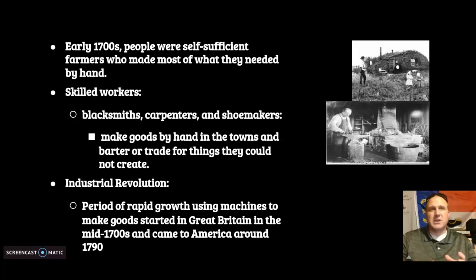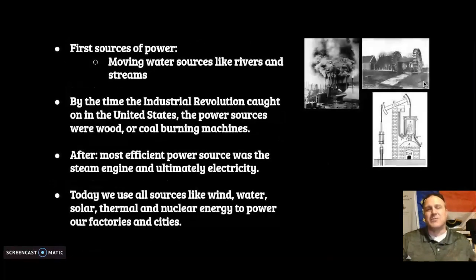So in the early to mid 1700s it happens in Great Britain. It comes over to the United States in the late 1700s, the 1790s, but it doesn't catch on for a while, and I'll explain that when we get there.